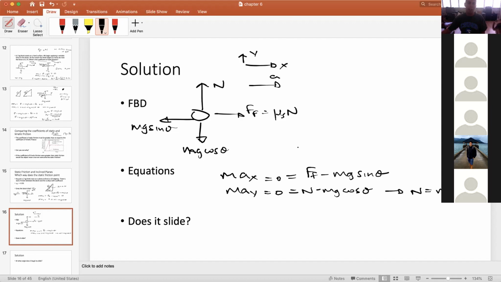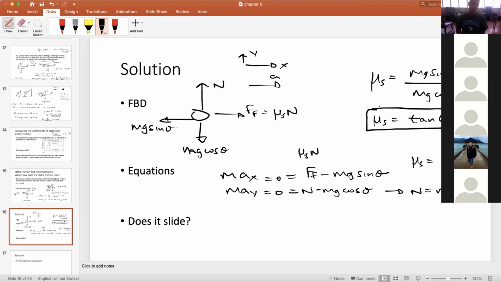This implies, since this is mu s n, that mu s is equal to mg sine divided by n. If I plug in for n, mg cos theta, I get that mu s is mg sine theta over mg cos theta, and mu s is therefore tangent of theta.